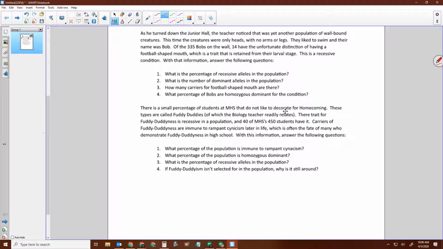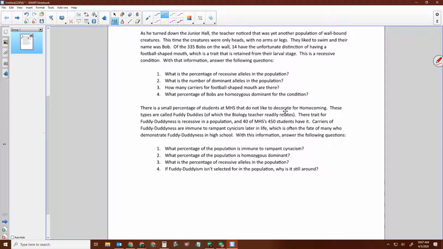As he, I guess talking about the previous biology teacher, turned down the junior hall, the teacher noticed that there was yet another population of wall-bound creatures. This time the creatures were only heads, with no arms and no legs. They liked to swim, and their name was Bob. Up to this point, we've been given no useful information.